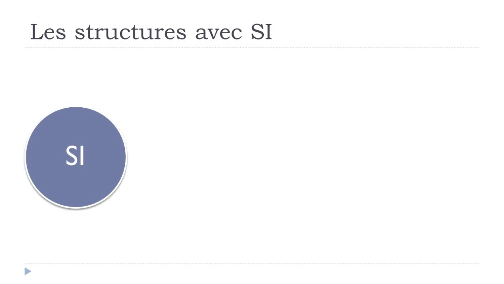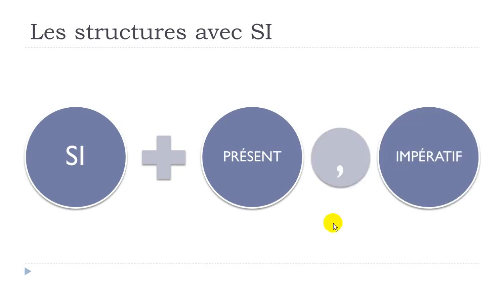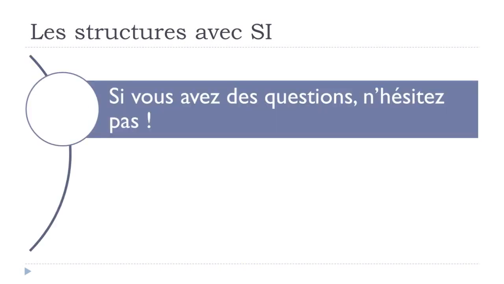We've got a second possibility if we want to express this idea, and it's si plus le présent followed by l'impératif. Let's have a look now. The first one. Si vous avez des questions, n'hésitez pas. Okay, and it's quite common to use this structure. So, si vous avez des questions, so avoir is to have. If you have des questions, some questions, n'hésitez pas, don't hesitate, okay?